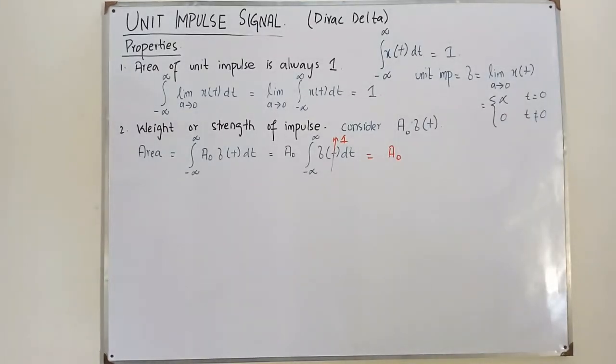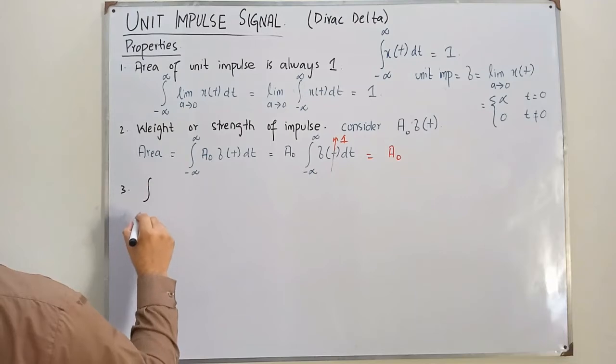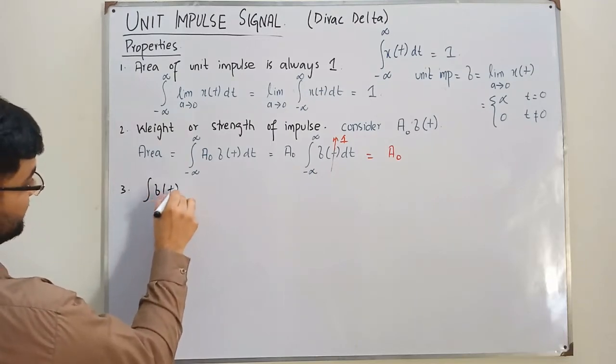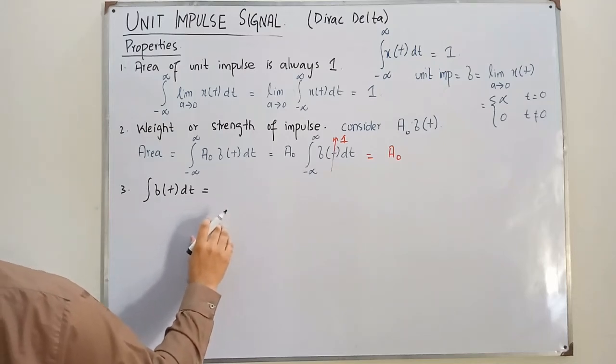Now the third property. The third property is the integration of this function would give you a step function.